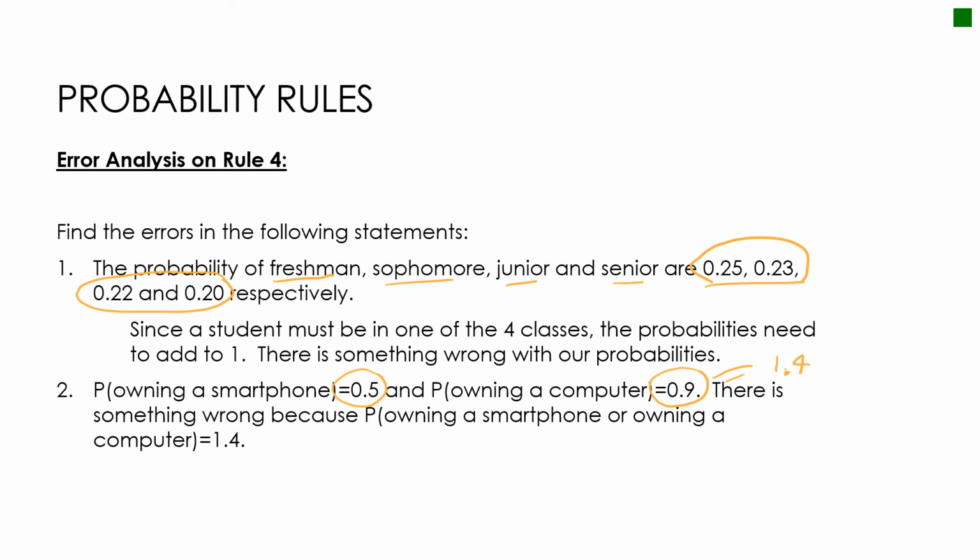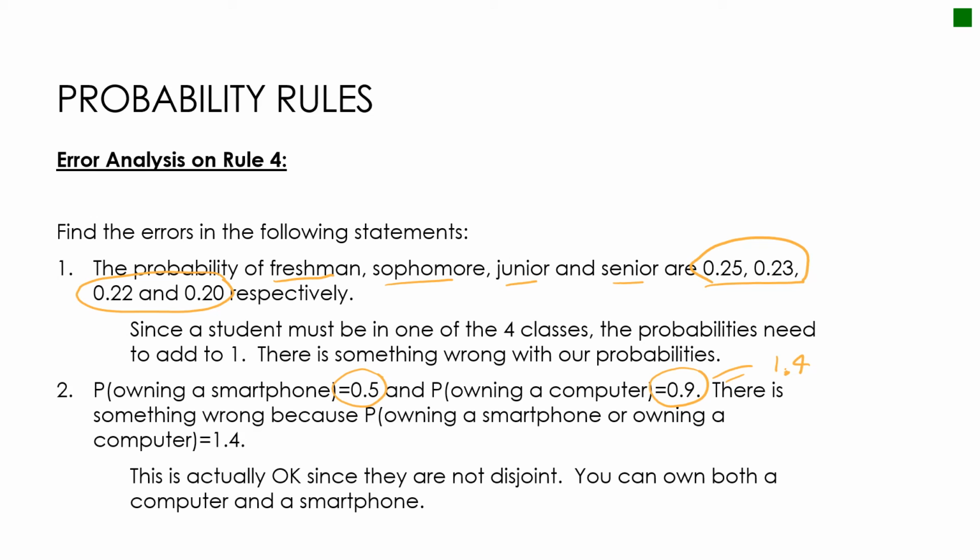So in this case, we know that this is absolutely fine because it's not disjoint. If I was looking up here, I can't be both a freshman and a sophomore, but I'm looking at statement 2. I personally own both a cell phone and a computer, and therefore these events are not disjoint. So they don't need to add to 1. There's some different rules for that we'll discuss when we get to chapter 13.